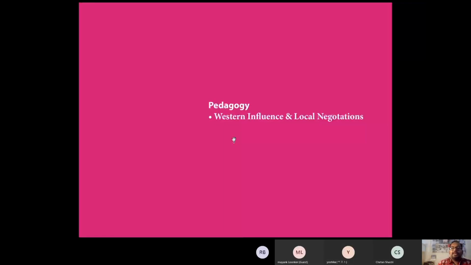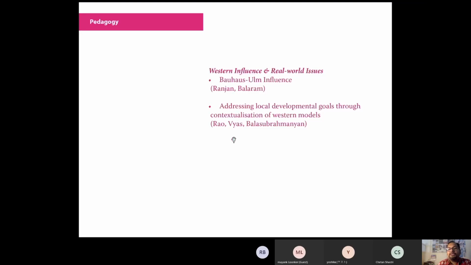If you look at the pedagogy, it was not just Western influence, but also local negotiation which came in. The Bauhaus and Ulm influence continued, and the first generation teachers who studied at different European schools also continued. But now, with this new factor of design for development or design for people, a new kind of pedagogical discourse emerged.